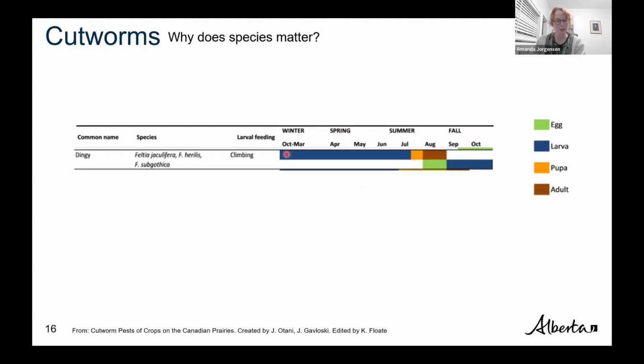And a similar case for our dingy, another common cutworm that we saw across the province quite a bit, except that they have a much longer range that they stay larvae. So we do have quite a long period in which they can pop up as an issue.